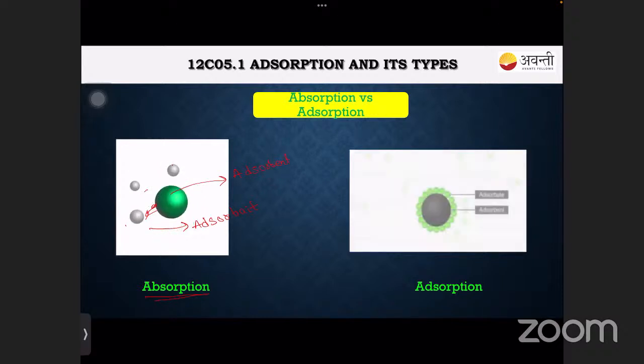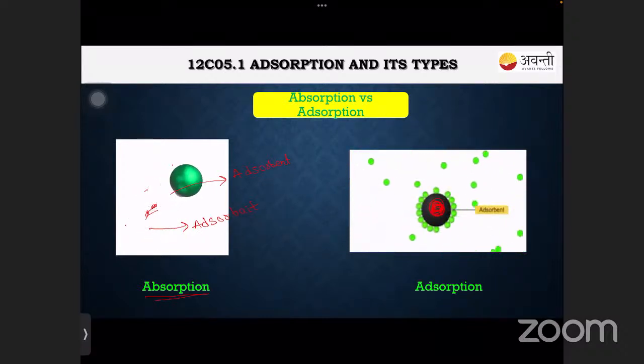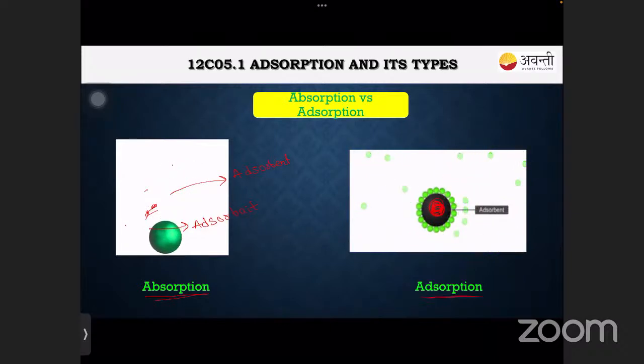Now, come here. What is happening here? These green molecules are adsorbed over this black molecule. They're not going inside the black molecule. Understood the difference between adsorption and absorption?